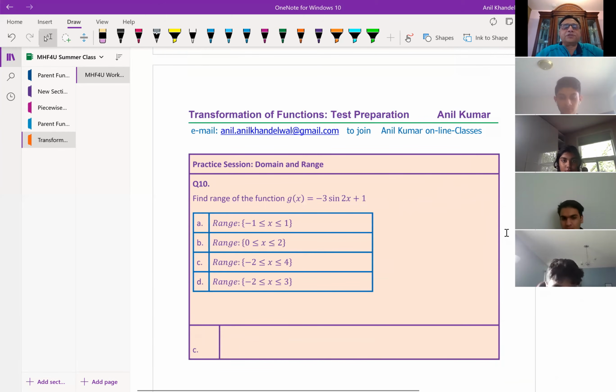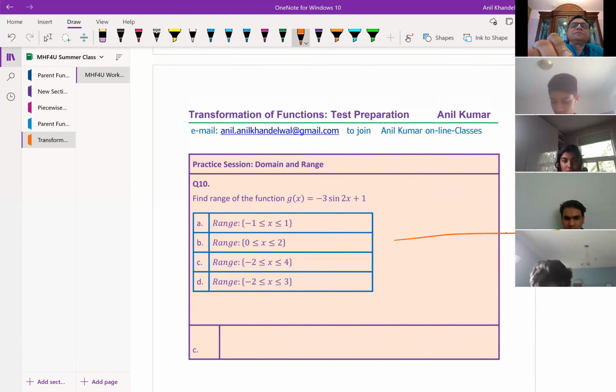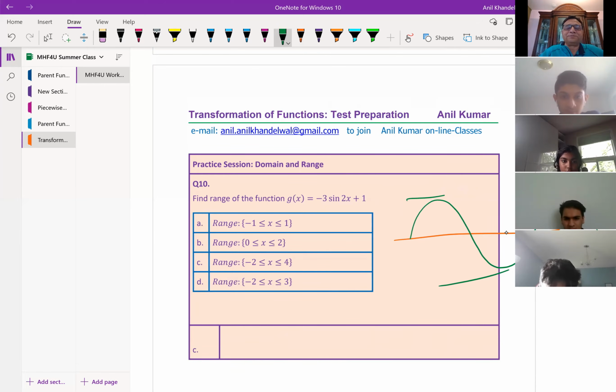Hamza, can you please answer this question? Read and answer. So find the range of the function g of x equals -3 sine 2x plus 1. Okay. So it's going to go up and down and up and down. Tell me what is from here to here. That is your range, right? Tell me, what is the range? For a normal sine function, it would be 1 and -1, but I see this as transformed.